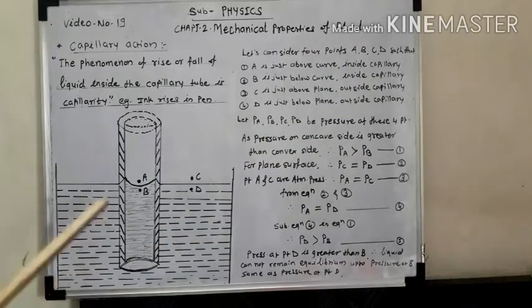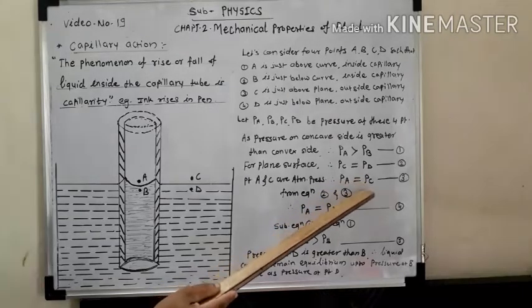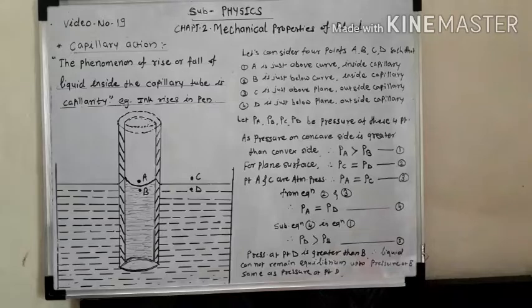Again, the points A and C are at the same atmospheric level. Therefore, the pressures at points A and C are also the same, so we can write PA is equal to PC, equation number 3.